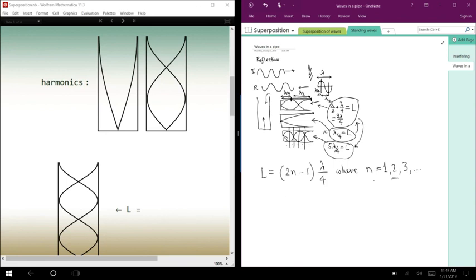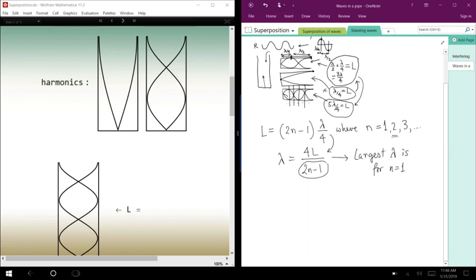This is the case where lambda is largest, right? So this is the case where lambda over 4 equals L. That gives us lambda is equal to 4L over 1 in this case. But if I rewrite this equation, it looks like lambda equals 4L over 2n minus 1. So the largest lambda is for n equals 1.